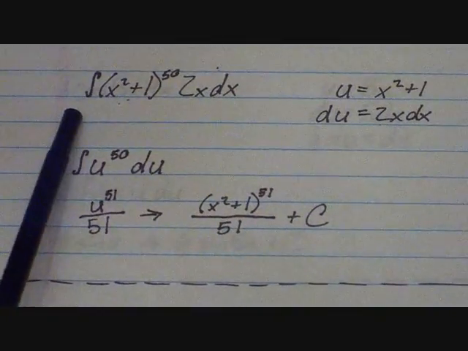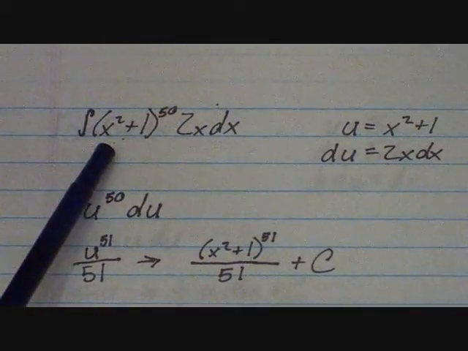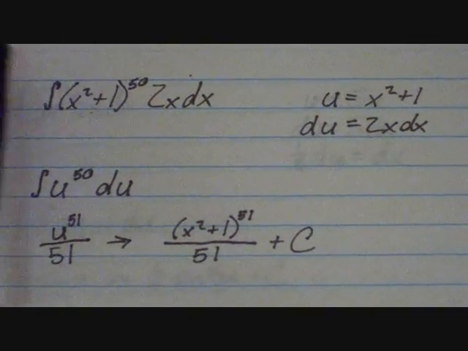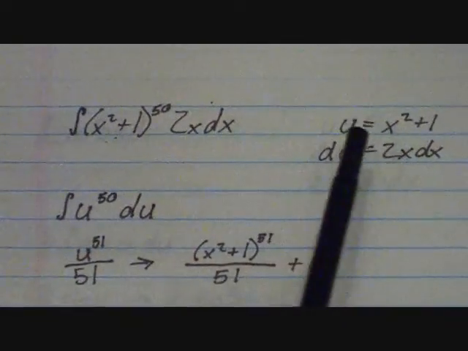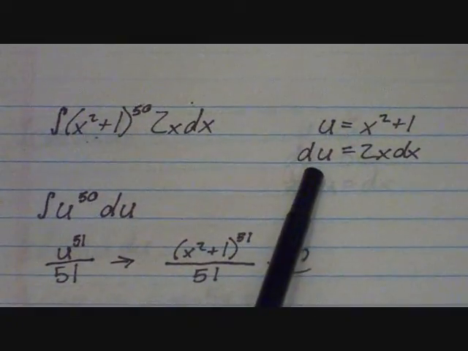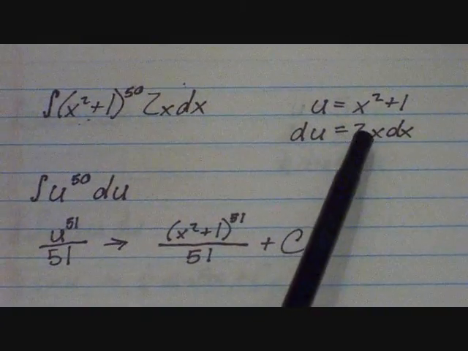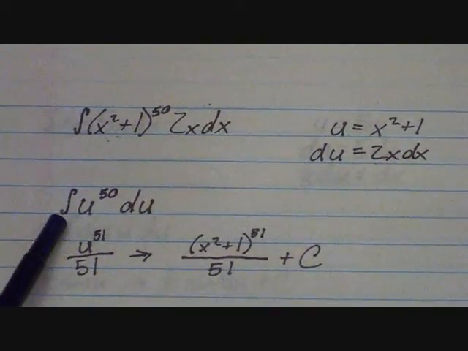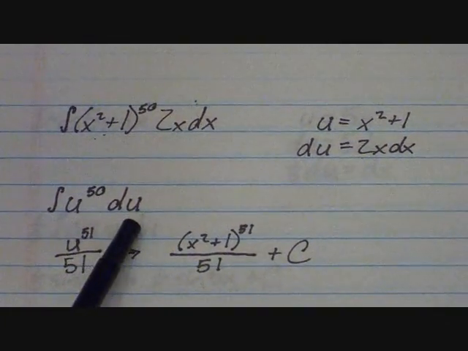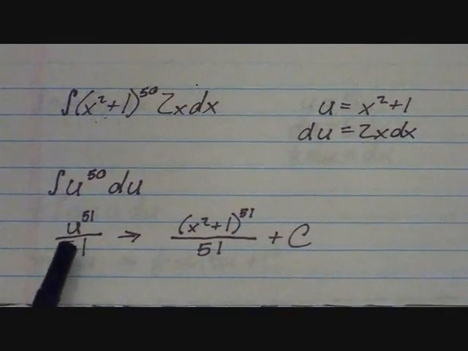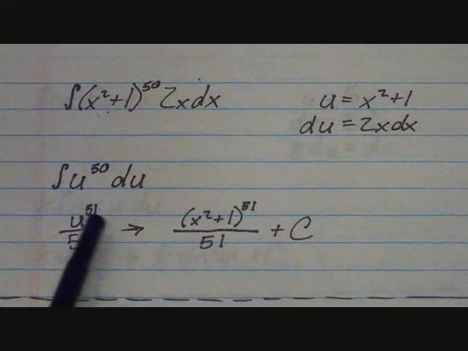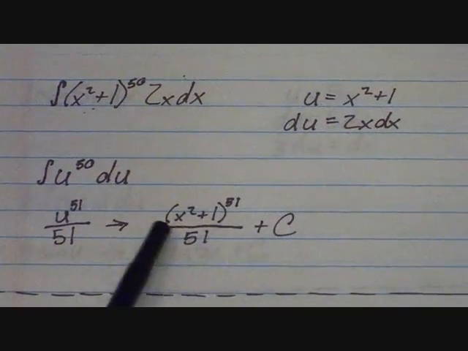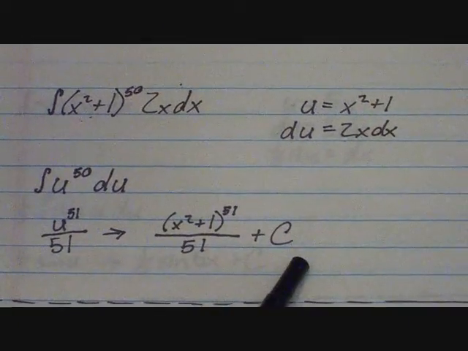Alright, in example 1, we are supposed to evaluate the integral of (x squared plus 1) to the 50th times 2x dx. Here we want to take x squared plus 1 as u, because when you take the derivative of that, you get du equals 2x dx, which we can substitute in, giving us the integral of u to the 50th du. Then you can evaluate it to be u to the 51st divided by 51, which becomes (x squared plus 1) to the 51st divided by 51 plus c.